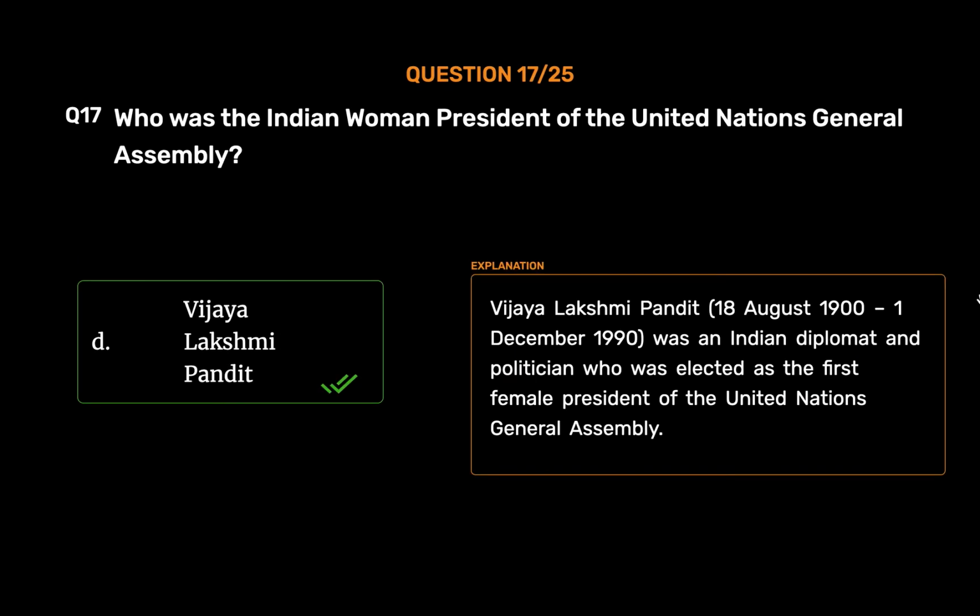Vijayalakshmi Pandit. The 18th of August 1900 to the 1st of December 1990, she was an Indian diplomat and politician who was elected as the first female president of the United Nations General Assembly.